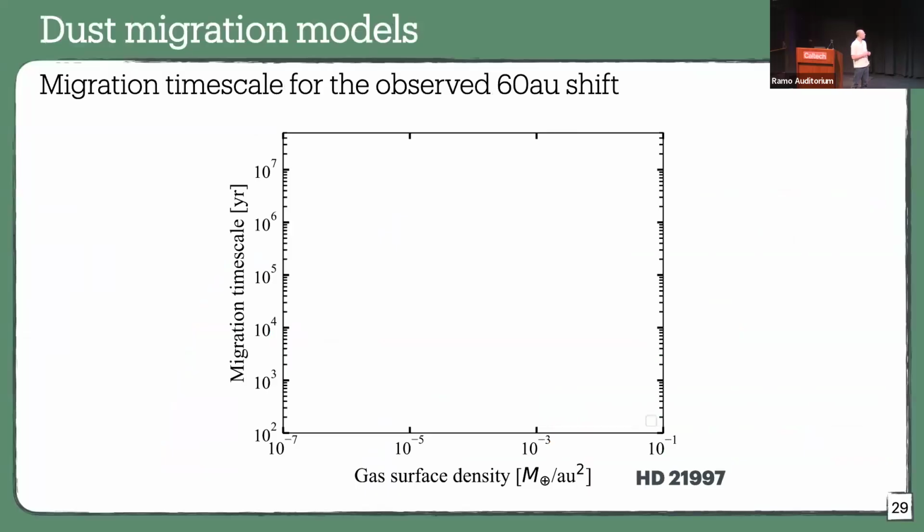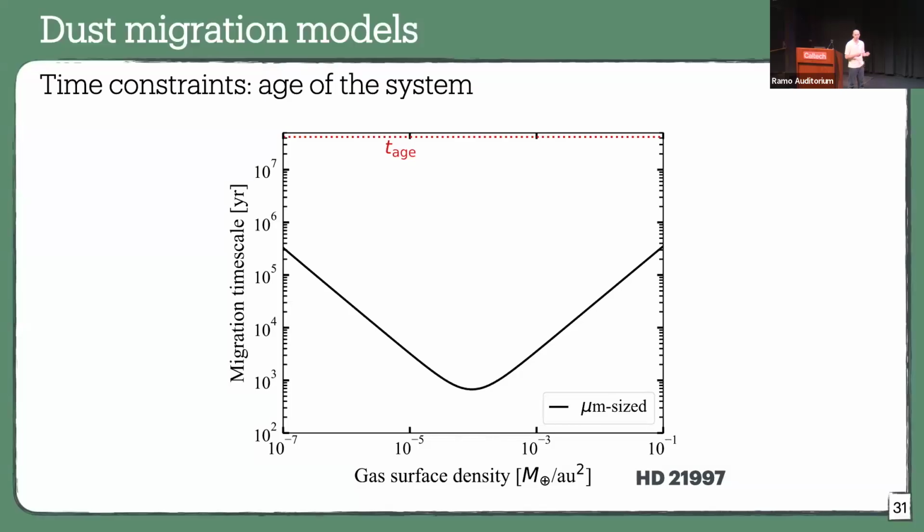Okay, and so finally, we can use the relative velocities between our gas and our dust with our beta and eta, and we can see how long it takes for our dust grains to migrate, and we can constrain this as a function of gas surface density. So we can calculate this for our small grains that have been shifted outward by 60 AU. And to this, we can add some time constraints, such as the age of the system, because we're requiring our small grains to have migrated in a time shorter than the age of the system.